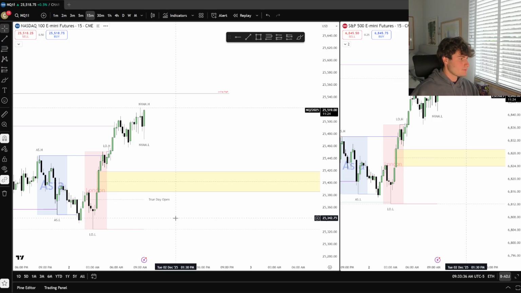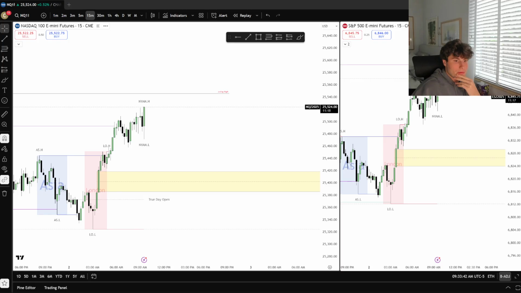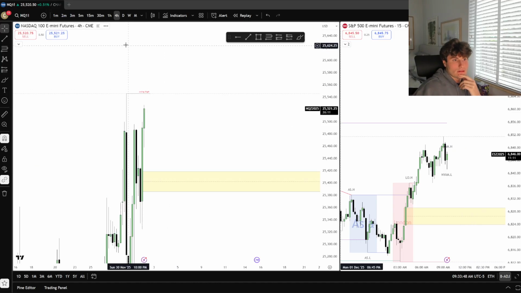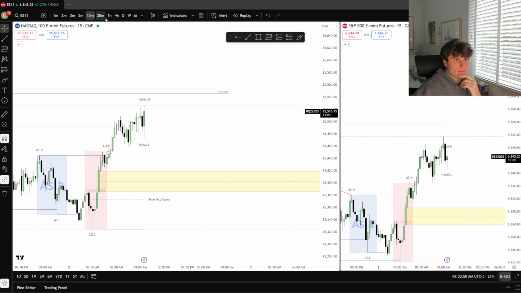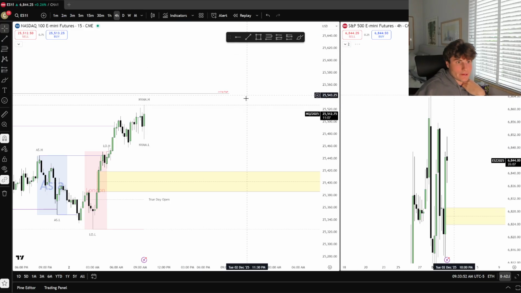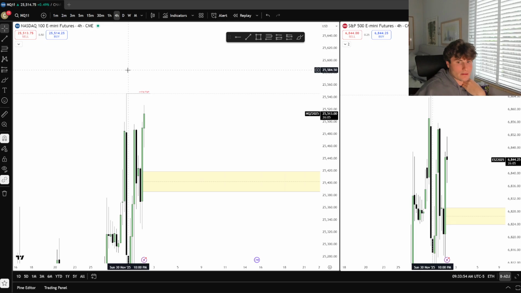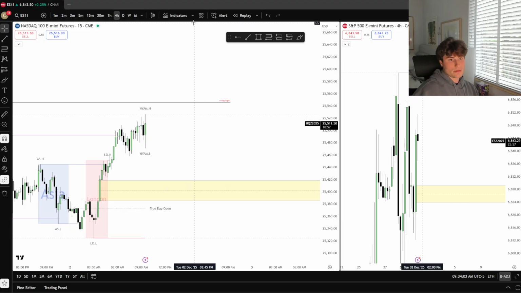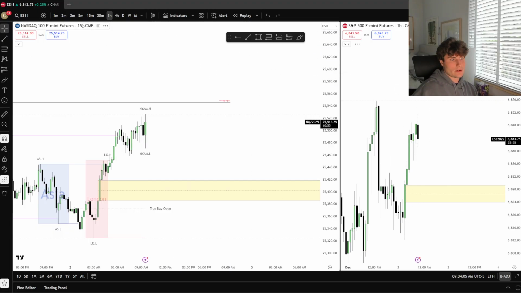There we go. Let's see. We are like 30 points away from sweeping this high. If we sweep this high on the NASDAQ, we will have some nice SMT because this high is pretty far away on ES.